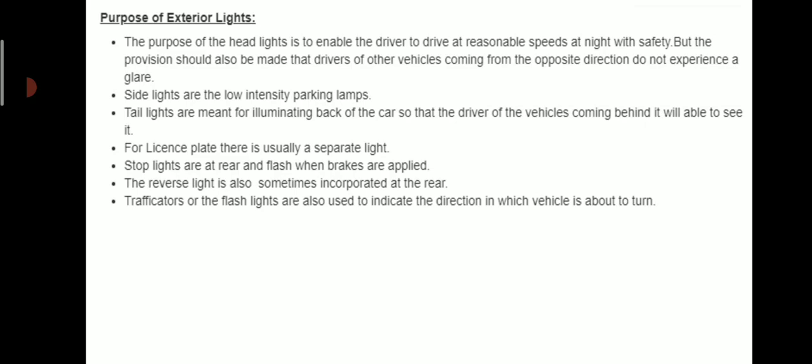Tail lights are meant for illuminating the back of the car so that the driver of the vehicle coming behind it will be able to see it. For the license plate, there is usually a separate light. Stop lights are at the rear and flash when brakes are applied. The reverse lights are also sometimes incorporated at the rear. Trafficators or the flashlights are also used to indicate the direction in which the vehicle is about to turn. So these are some of the purposes of the exterior lights.